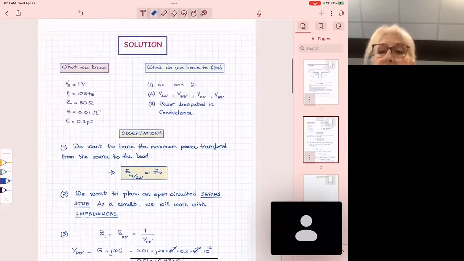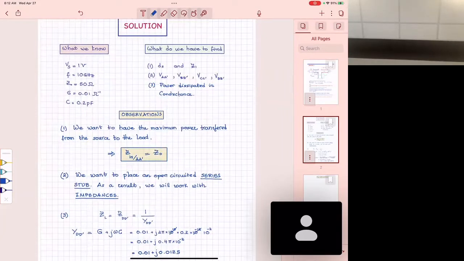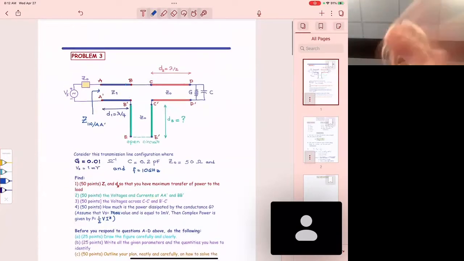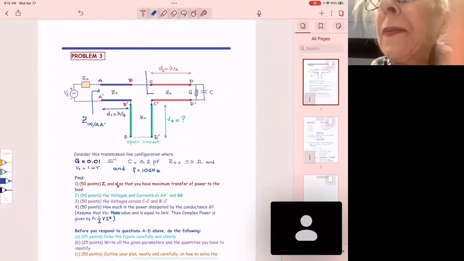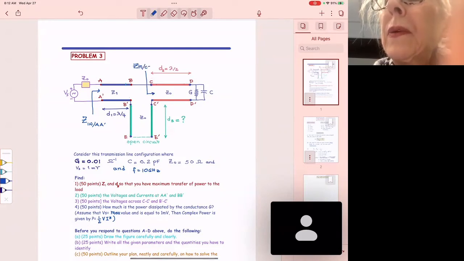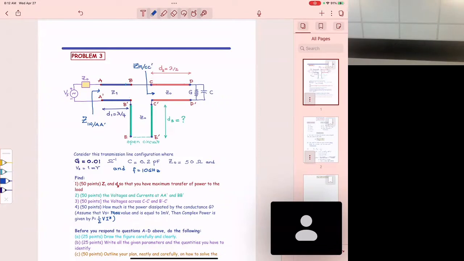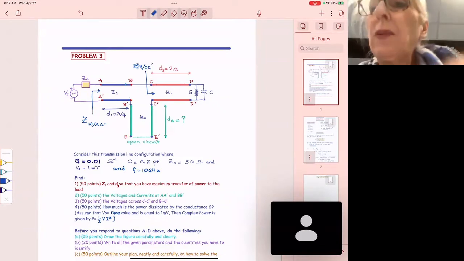Therefore, my observation is the following. We want to place an open circuited series stub. Series is important. Because it is in series, what I have to include next to it is a series impedance, not an admittance. So that means that what I want to have here is an impedance. Because the input impedance here, which I will show us this.